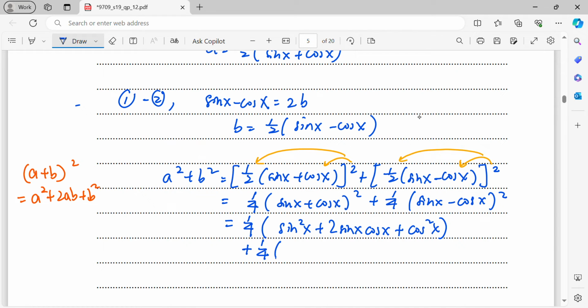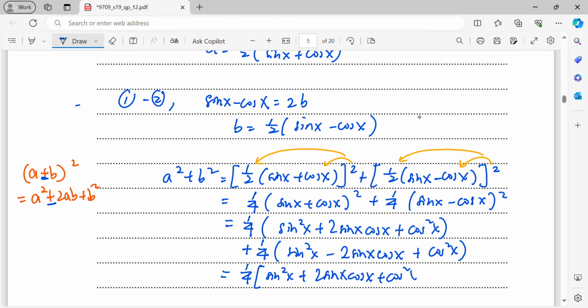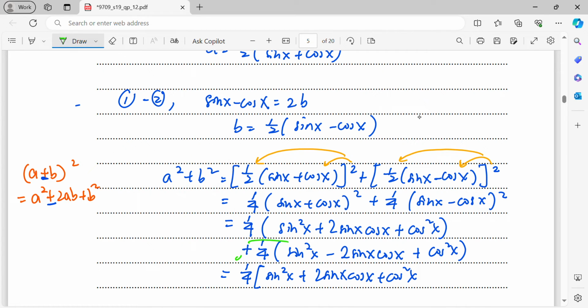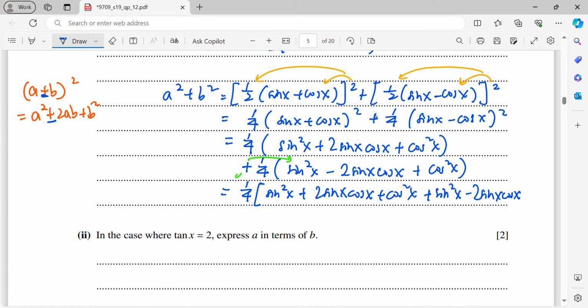Now plus with the next expansion, it will be sine square x minus 2 sine x cos x. Even though here is minus, the last term is still plus. Therefore, I will get plus cos square x. Now I notice that both also have 1 over 4, so I can just take out the 1 over 4 and open the brackets. So it's sine square x plus 2 sine x cos x plus cos square x from the first bracket, and then because here is plus, plus sine square x minus 2 sine x cos x, then plus cos square x for the last term.